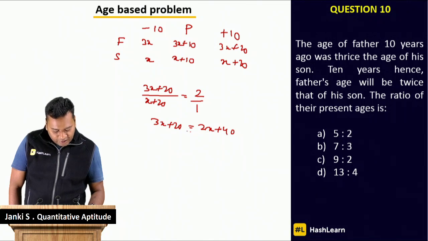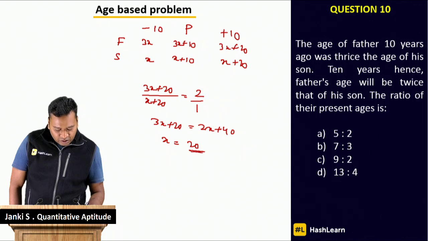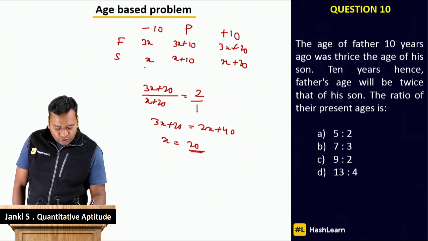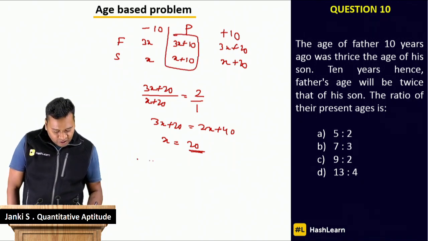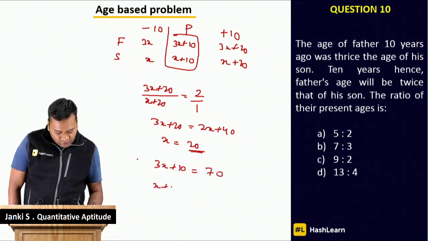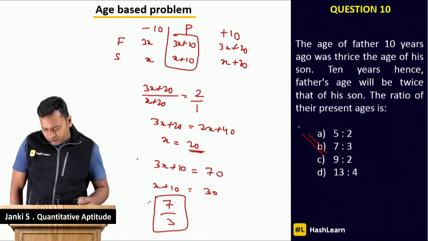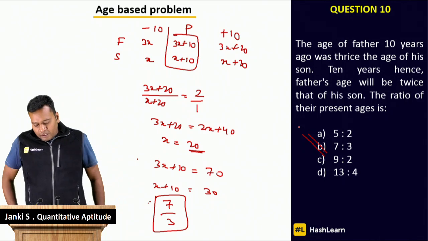So now I'll take the difference here. That's what x is equal to 20. So x is equal to 20. That means this value, I'm interested in which part? Present, right? So present is nothing but this part here. So 3x plus 10, which is nothing but 70 in this case, and x plus 10, which is nothing but 30. That means the ratio now is nothing but 7:3. My value is supposed to be 7:3, right?